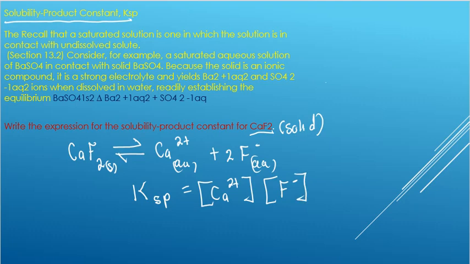Now remember that we have 2 moles of fluorine, so we put our 2 moles. And of course, this remains our final answer. So that is how you write the solubility product constant. We proceed.